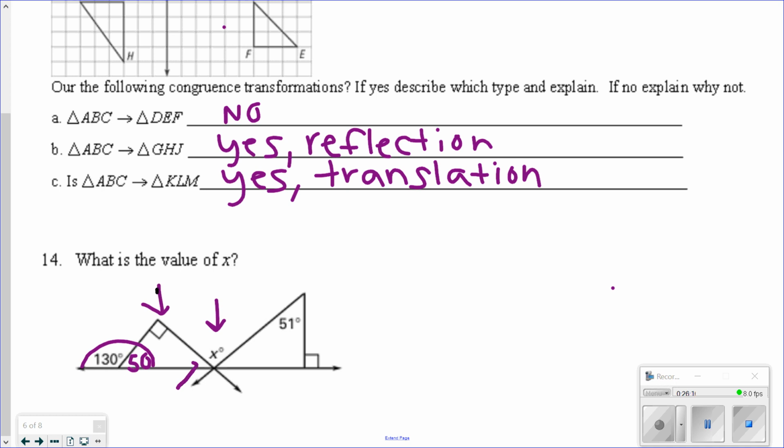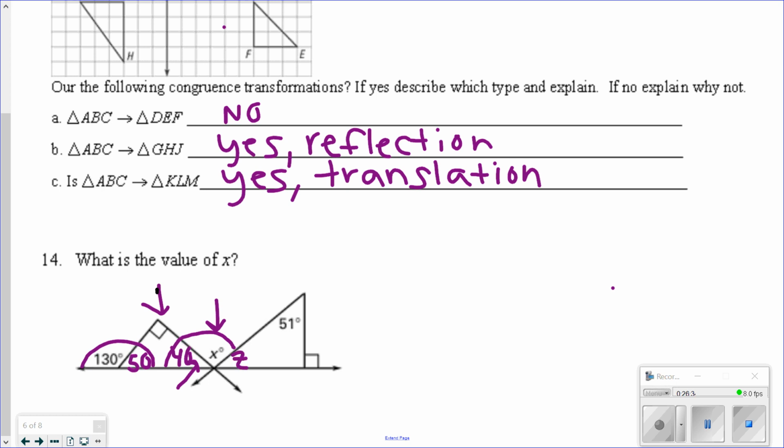Then I need to figure out what this angle right here is. Well, that angle would have to be 40 because we know that the angles inside a triangle add up to 180 degrees. So now we're almost done. Since this angle is 40 and we have x here, we need to figure out what this angle over here is. I'll call this angle Z.